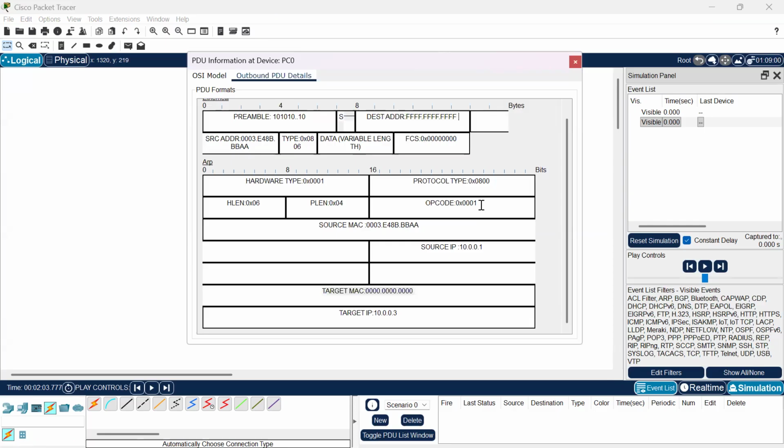And this is the opcode, where you will find 01. So 01 is what? Sorry, not echo request, it means ARP request. ARP request it is, and for that you will get the ARP reply. That is going to be called 02.